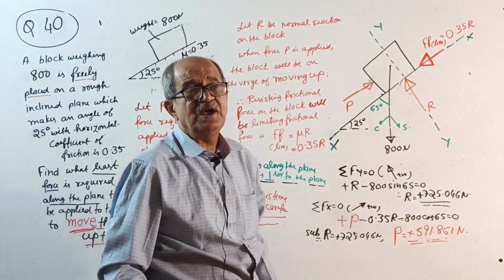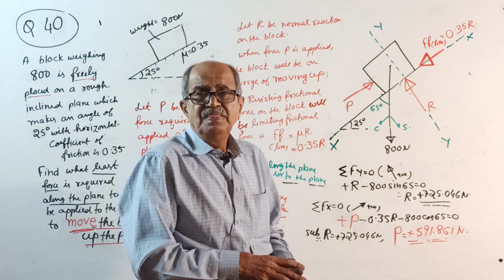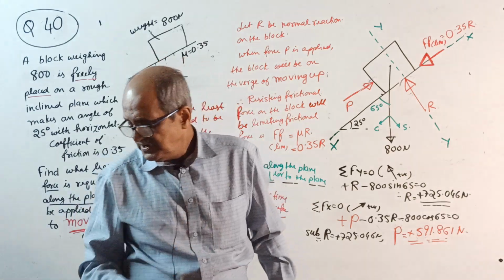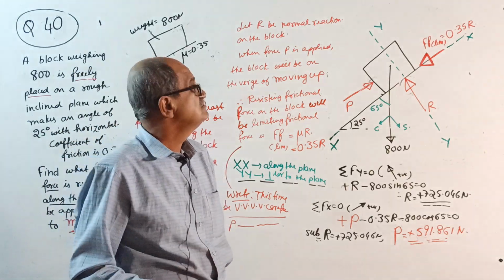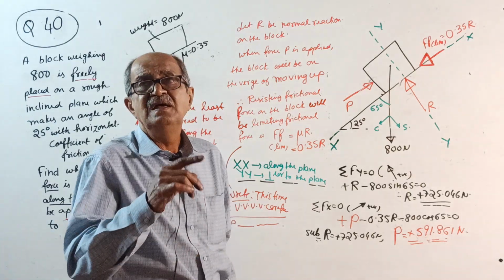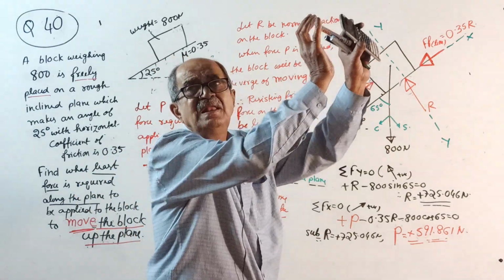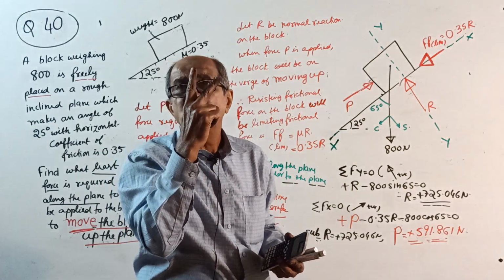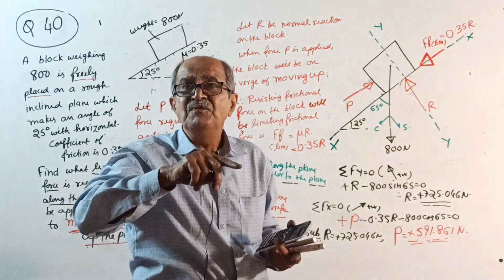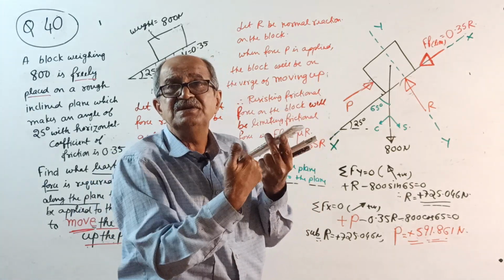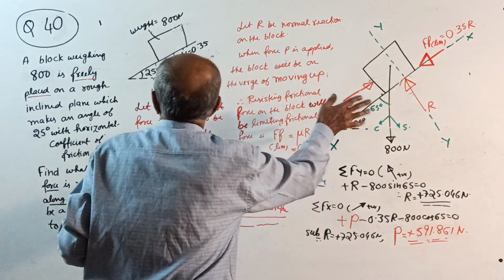Negative cannot come; P is 591.861. Now, if I am solving in an examination, what will I do? I will not bother about the sliding. I know that the force you apply up the plane should overcome two things. One, overcome gravity. Second, it should overcome friction also, because friction is reversed now.